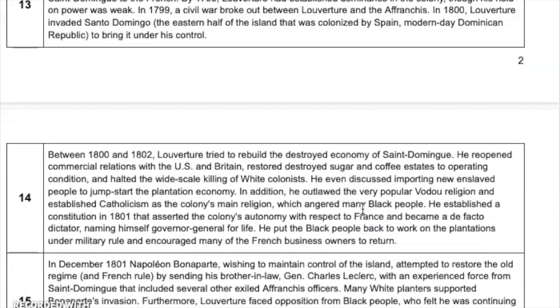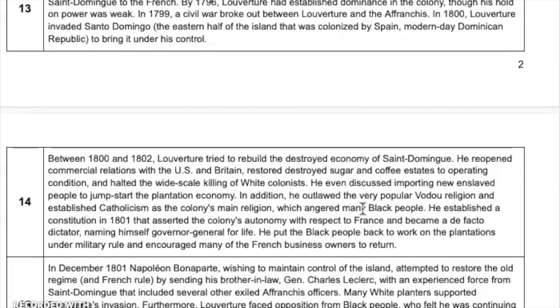All right, paragraph 13. Throughout 1794, the 3 European forces took control of different parts of the island. Louverture aligned with different colonial powers at different moments. In 1795, Britain and Spain signed a peace treaty and ceded Saint-Domingue to the French. That's an actual political move that happened. Let's highlight that in yellow.